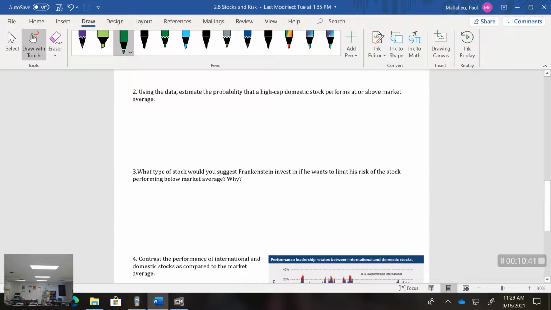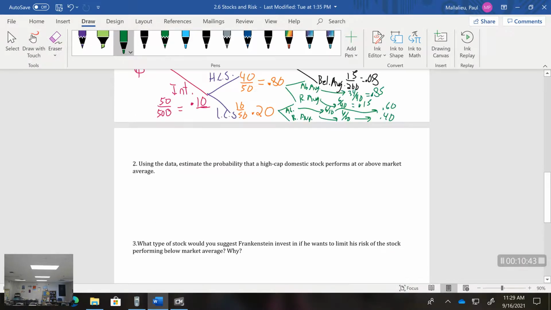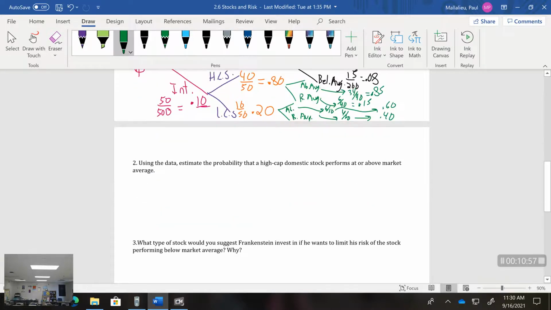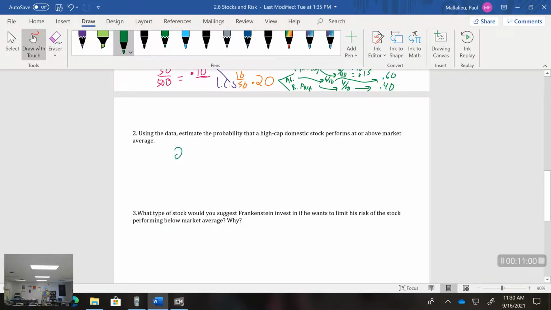So the high cap domestic stock, we can refer to our chart and say we have domestic high cap, and then it's saying, well, what's performed above average? Well, we already said that, 210 out of 250. And you can get that from the chart as well, but we did all the hard work, so you might as well use the tree chart there. So we got 210 out of 500 in this case, because now it's saying out of all of the stock, not just the total. So we got 0.42 or 42%.